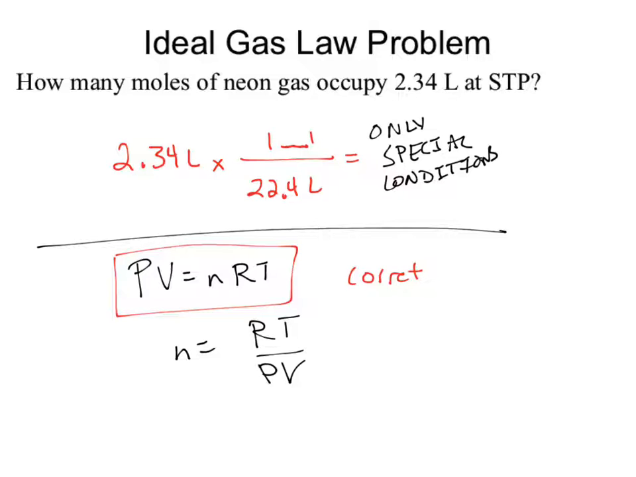And our correct way, unfortunately, I'm missing a C, also only works if PV equals nRT is true. Well, that is only true if I'm working with an ideal gas. What if it's not an ideal gas?